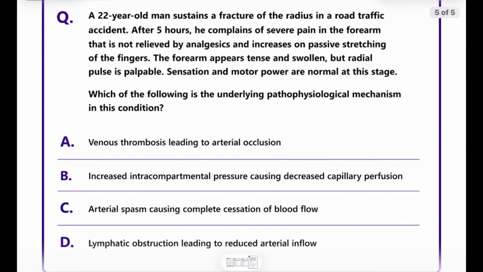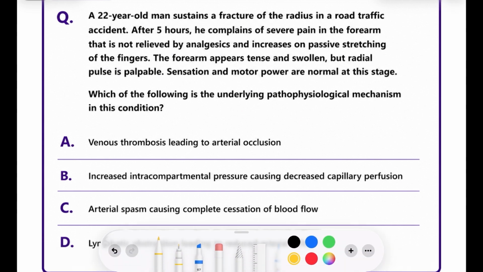Next question. A 22-year-old man sustains a fracture of the radius in a road traffic accident. After 5 hours, he complains of severe pain in the forearm that is not relieved by analgesics, and it increases on passive stretching of the fingers. The forearm appears tense and swollen, but radial pulse is palpable. Sensation and motor power are normal at this stage. Which of the following is the underlying pathophysiological mechanism of this condition?